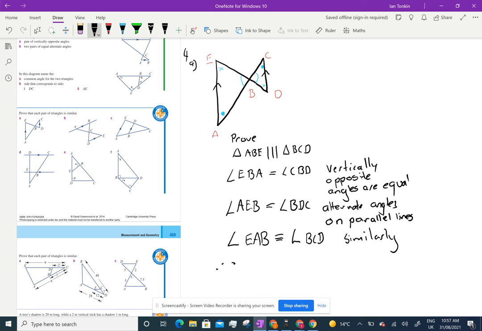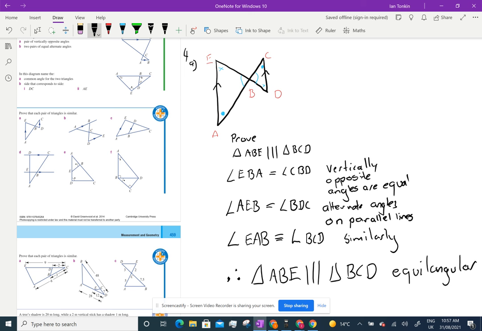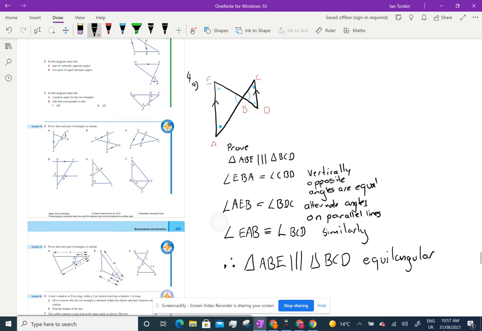Therefore, triangle ABE is similar to triangle BCD. Why? Because they are equal angular. Now they will use the rule that two angles are equal. That's just as good. So that's 4A.